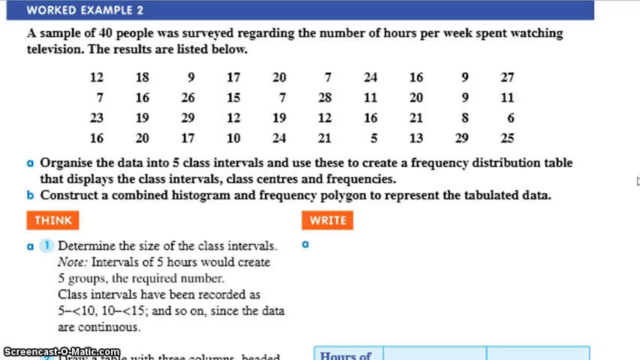Okay, this worked example, we're doing the first of the grouped type data. So we've got a fair bit more data and it goes over a higher range. So we've got a sample of 40 people that were surveyed regarding the number of hours per week watching television. The results are listed below.